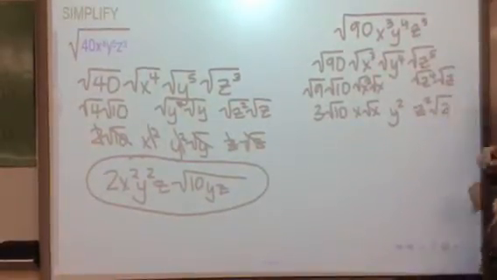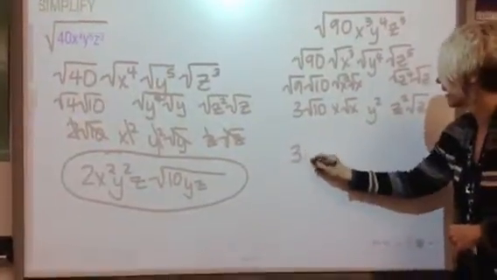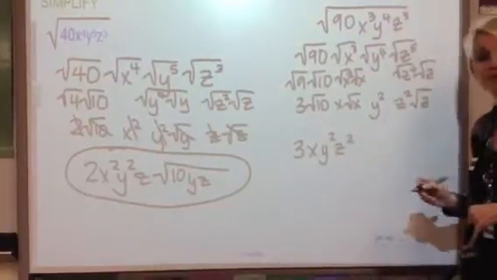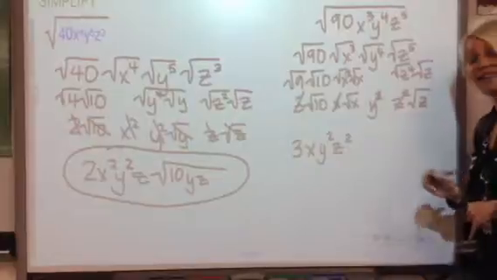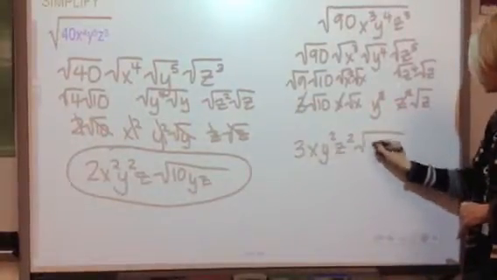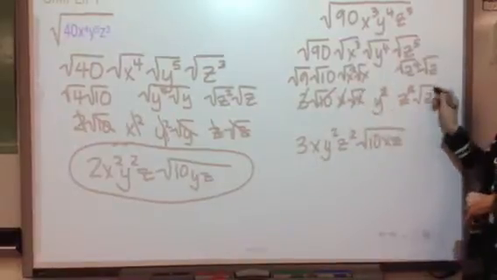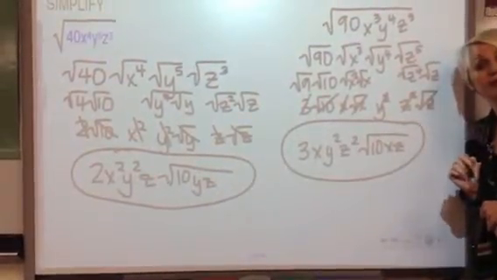This stays radical z. Everything outside, 3x y squared z squared. Let's just make sure we have them all. Got it. Everything inside the radical, radical 10xz. Got it. So this is my simplified form. Now you try the example in your notes.